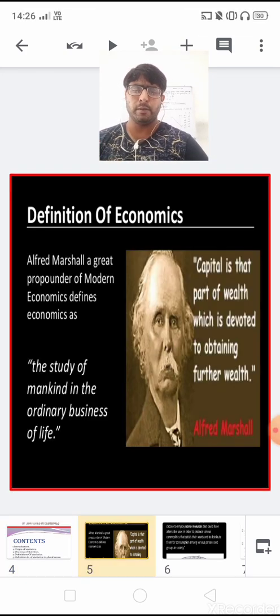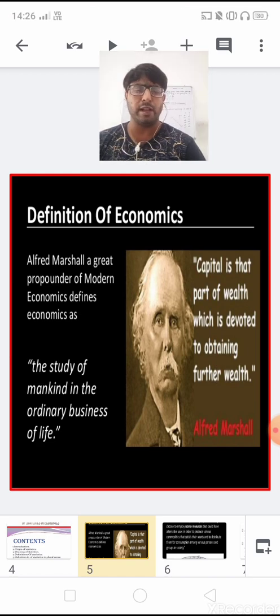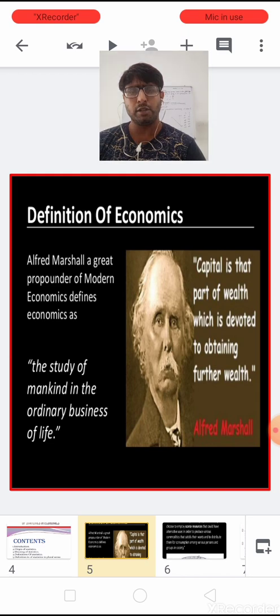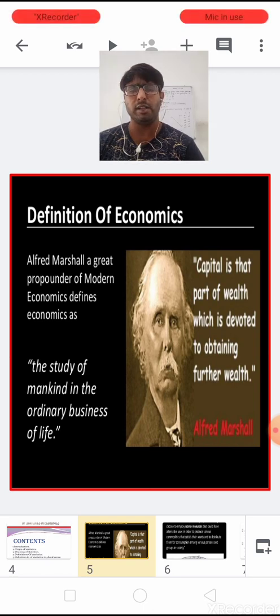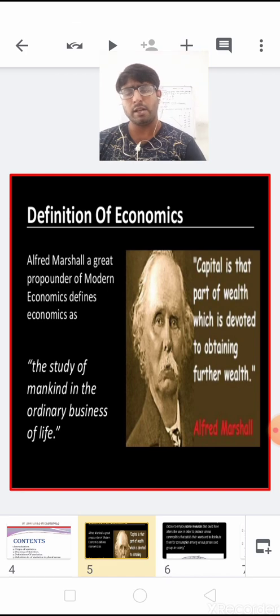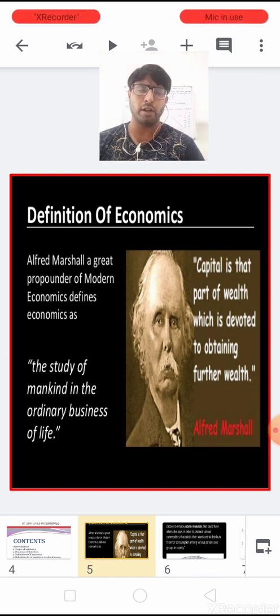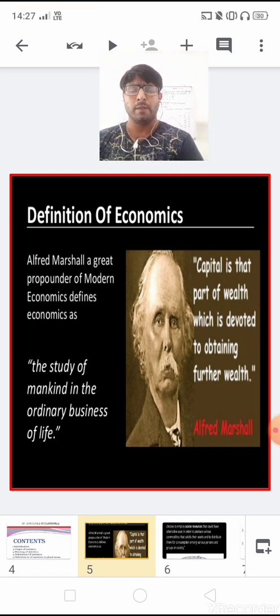Children, we have already learned the basic concepts of economics. We have understood that the science of economics took birth with the publication of Adam Smith's An Inquiry into the Nature and Causes of the Wealth of Nations in the year 1776, and Adam Smith is known as the father of economics. Now, as I just said, the study of economics started from the year 1776.